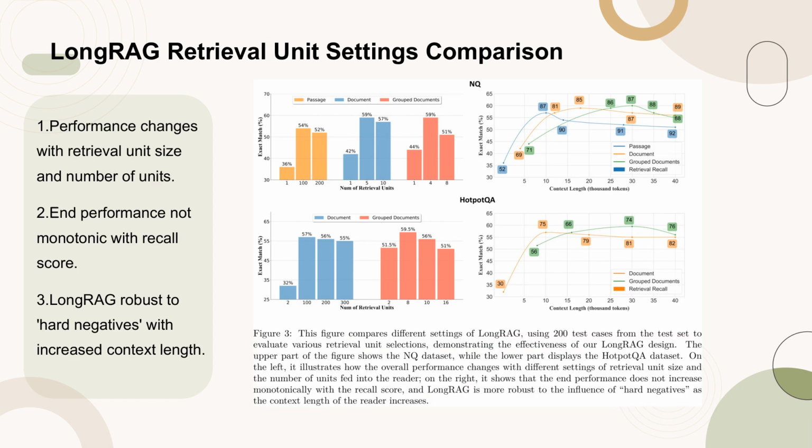Figure 3 compares various settings of LongRAG using 200 test cases from the test set. The upper part shows the NQ dataset, and the lower part shows the HotPotQA dataset. On the left, it illustrates how overall performance changes with different retrieval unit sizes and the number of units fed into the reader. On the right, it shows that end performance does not increase monotonically with the recall score, and LongRAG is more robust to the influence of hard negatives as the context length of the reader increases.